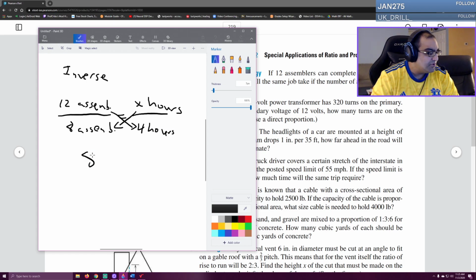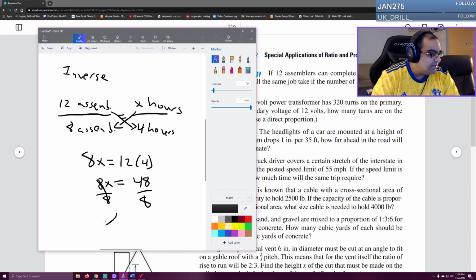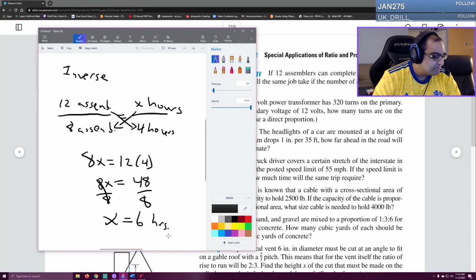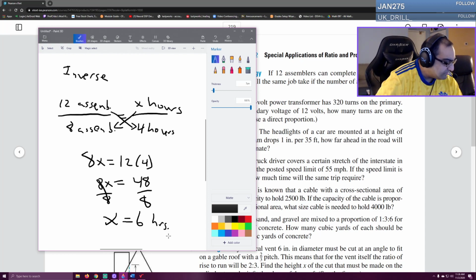Cross multiply here. 8x equals 12 times 4. So you have 8x equals 48. I divide by 8. X equals 6. Okay, so 6 hours here. All right, good. Not too bad. Pretty straightforward.